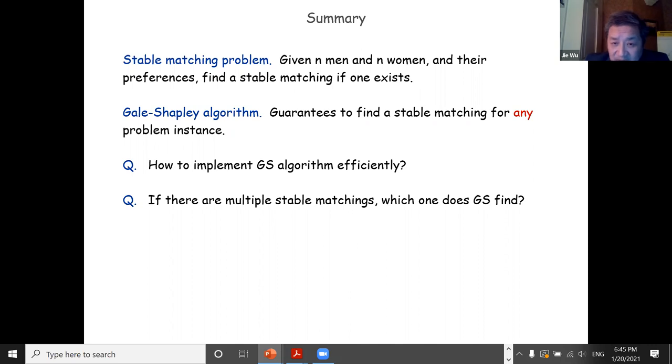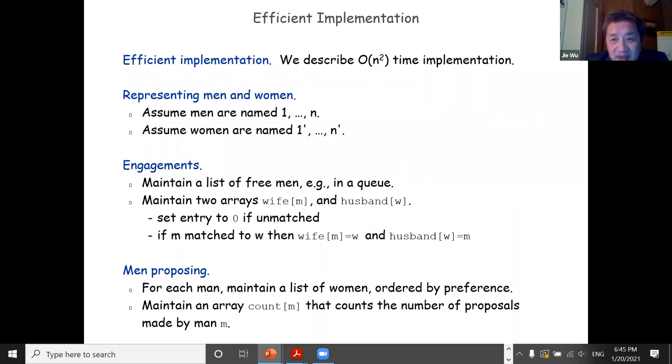Actually, that one is preferred to boy. It gives a preference to boy. I mean, boy has an advantage. Okay. And I'm not going to go through all this detail. So the implementation complexity is n squared.